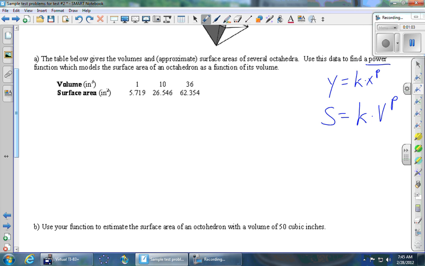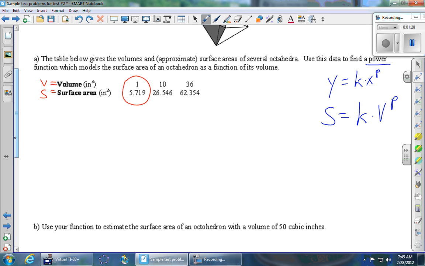And we're just going to plug some points in. We've got different values for the volume and the surface area. So let's go ahead and start with that first point. Volume is 1, surface area is around 5.719. You might not remember this as being a gift, but if the input value is a 1, then it turns out that is a gift. But even if you don't remember it, it's okay. We're just going to plug in that point.